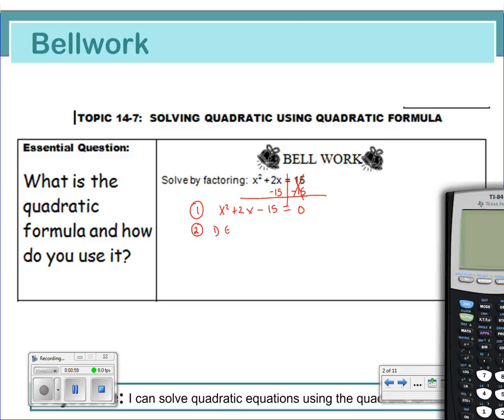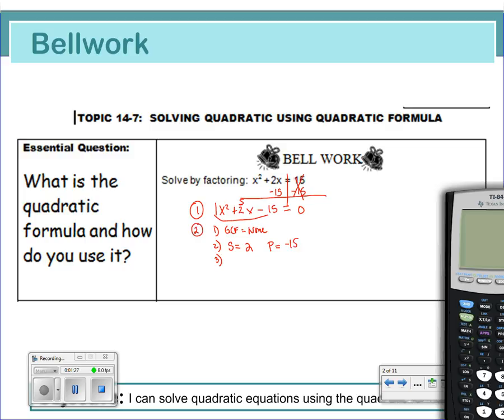Let's see if there's a GCF. I look in front of my x squared, and there's not a number there, so there is no GCF. Second thing we need to do is find the sum and the product. The sum is the middle term, or the number in front of the x, so that's 2. Our product will multiply the coefficient of x squared, which is 1, times our last, or constant, which is negative 15, gives us a product of negative 15.